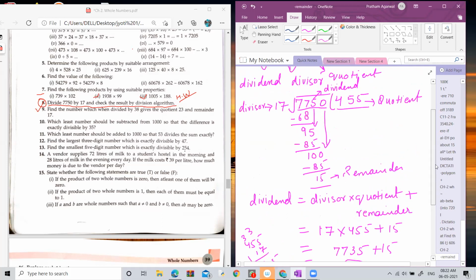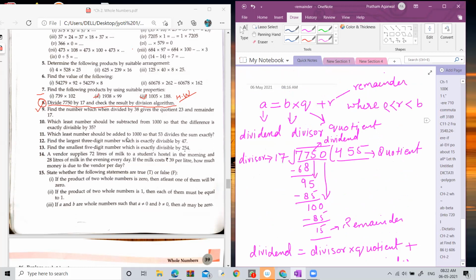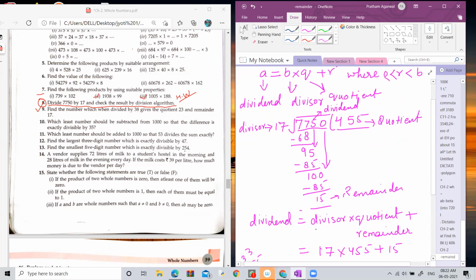I'm explaining once again. In this question, it is saying you have to divide 7,750 by 17. And after that, you have to check the result. The result should be checked by the division algorithm method. So what is the division algorithm method? In this method, you have to use this one formula: dividend equals divisor into quotient plus remainder.